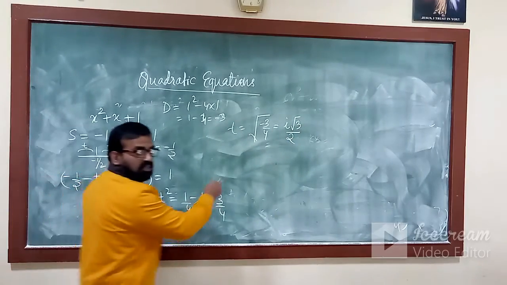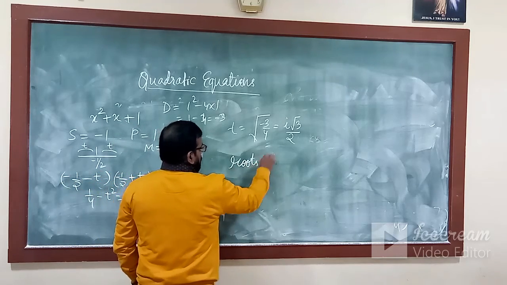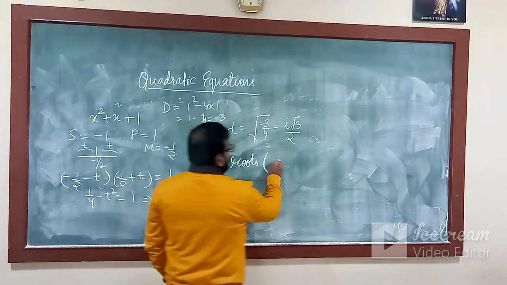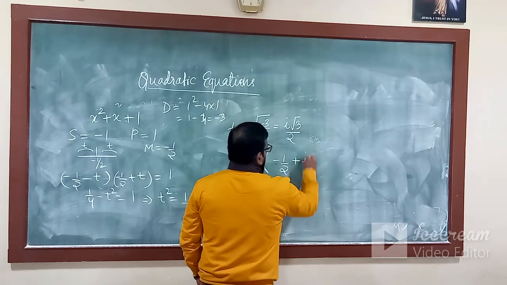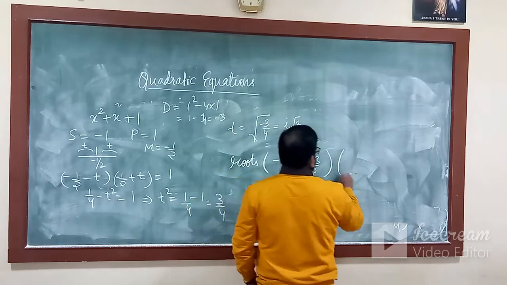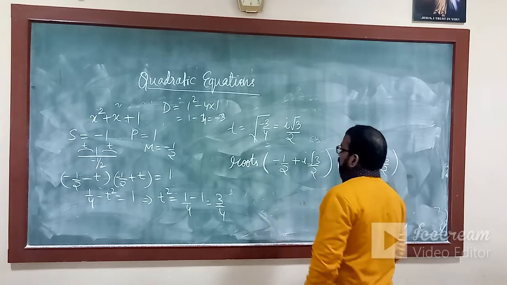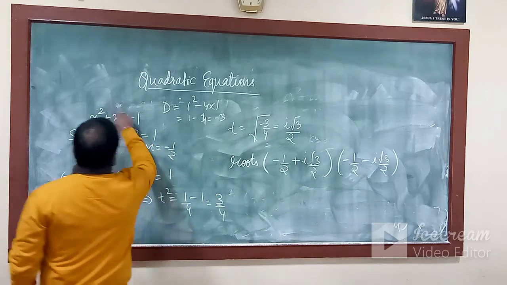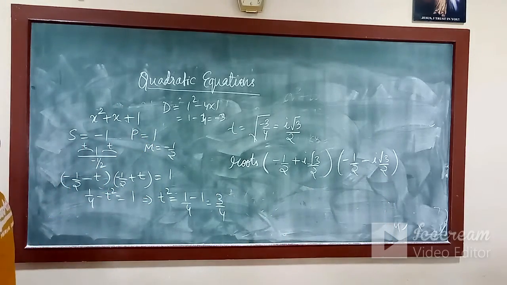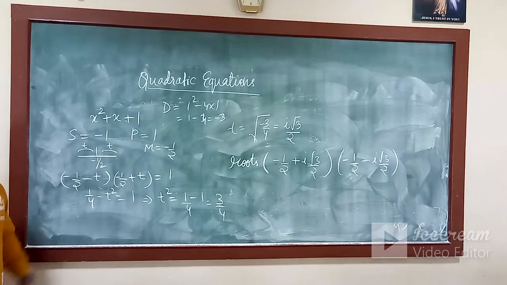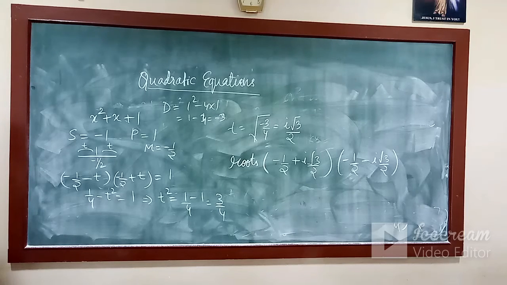So what are our roots? Our roots are minus 1 by 2 plus iota root 3 by 2 and minus 1 by 2 minus iota root 3 by 2. And if you calculate these roots by using your discriminant method, then again you will get the same values. So this is how we can use that method to find the roots of any quadratic equation. Whatever may be the roots, you can easily find them without going through the methods that you are studying so far. Thank you.